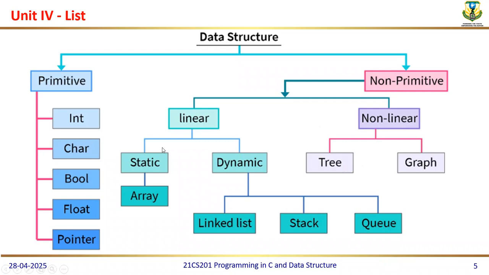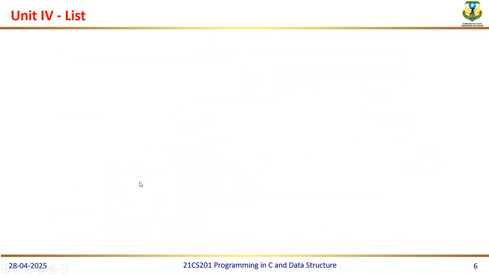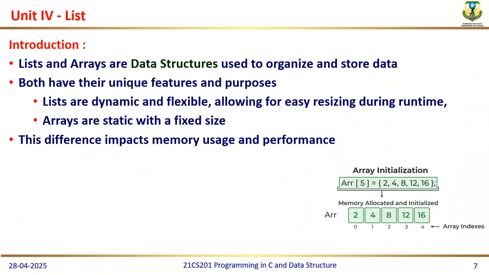Now we are talking about the array static model and array implementation. As far as this array is concerned, I already told you that it is static. You want to understand the major difference between list and array in data structure. Both have unique features and unique strengths, and they are for special purposes. The list is dynamic and flexible, whereas the array is static with fixed size. This is the major difference. So we want to understand it here.